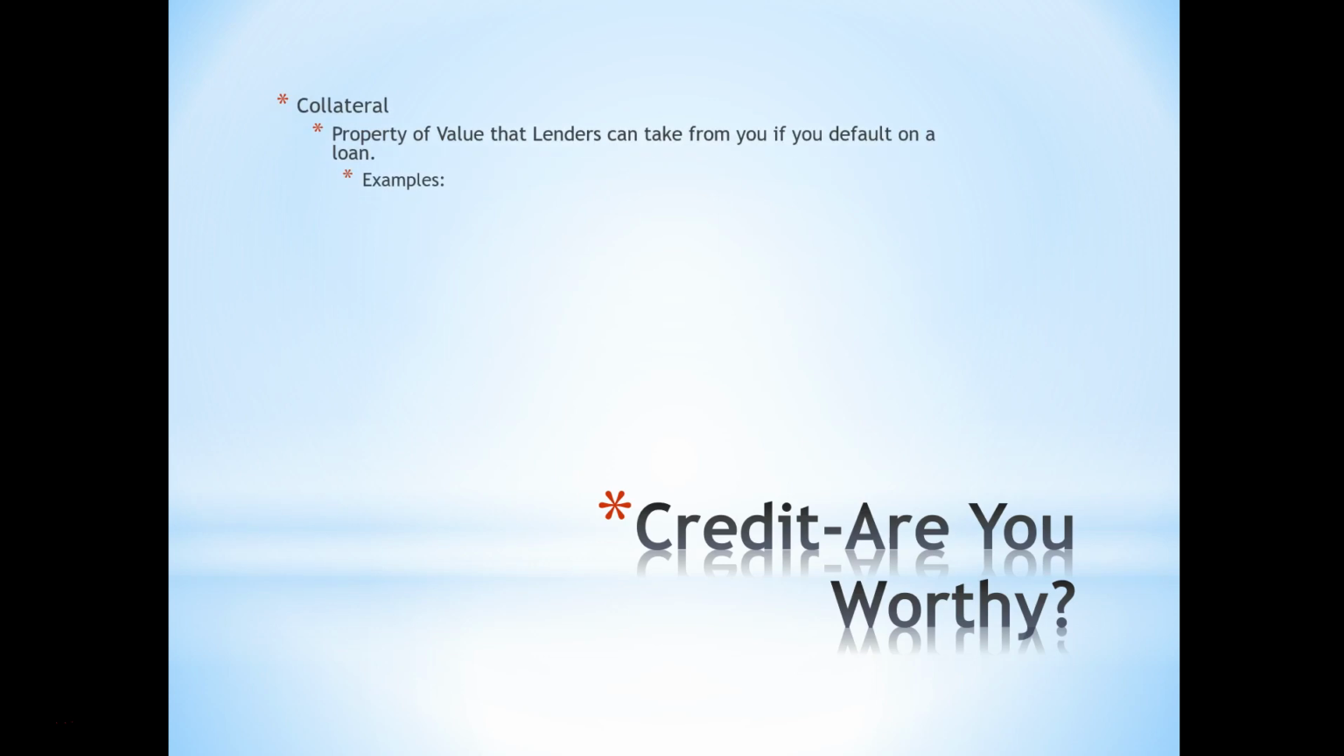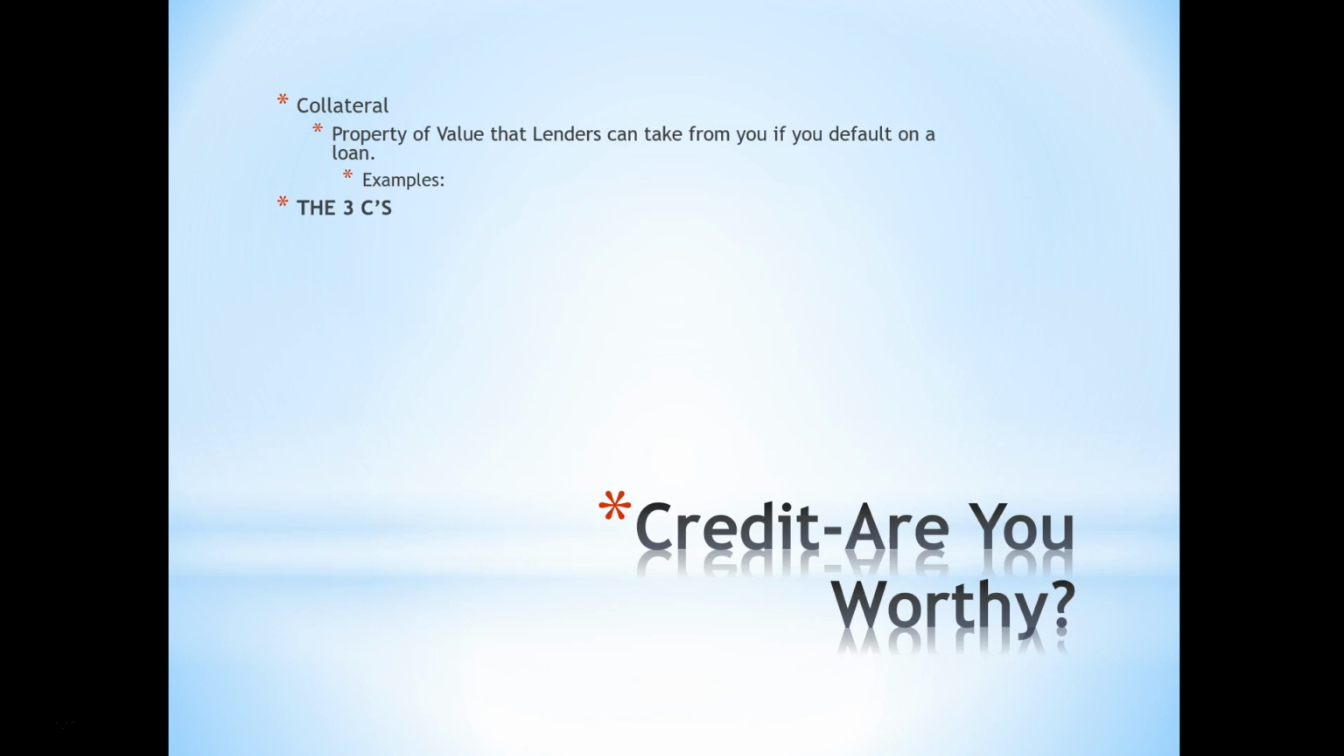First term is collateral. Collateral is property of value that lenders can take from you if you default on a loan. So some examples of collateral would be things like a car, a house, a horse, or anything that you have that would be worth significant value. Jewelry, for example, as well.